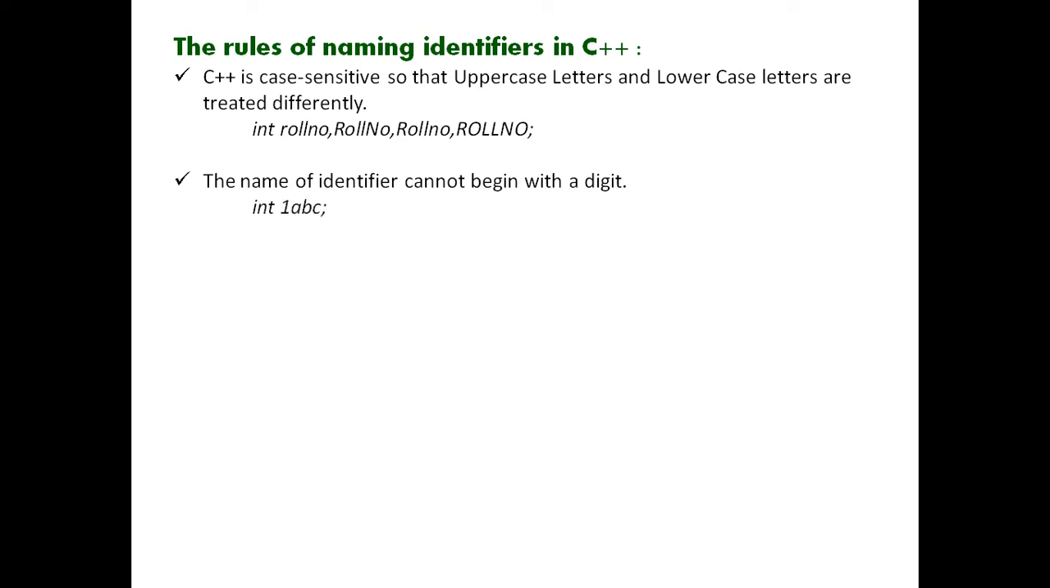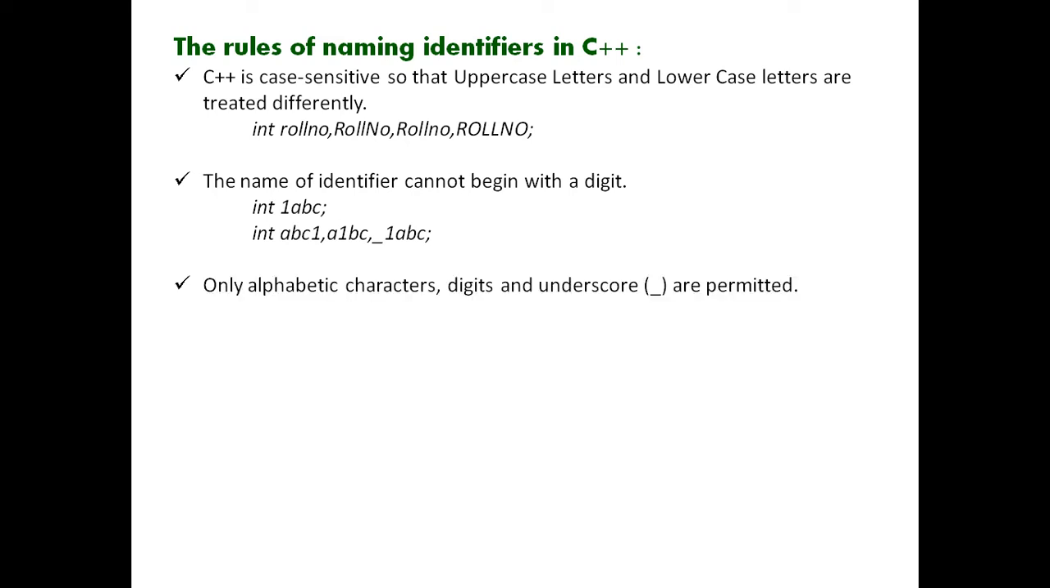Example, int 1abc. Here I have declared a variable, but the name of the variable is starting with a numeric value. That is not valid in a C++ compiler. So we can rewrite it like this: abc1. It is valid because it is starting with a letter. A1BC is also starting with a letter. Third, we have _1ABC, it is starting with an underscore. It means whenever we declare an identifier, it must start with an alphabet or an underscore. It can never start with a digit.